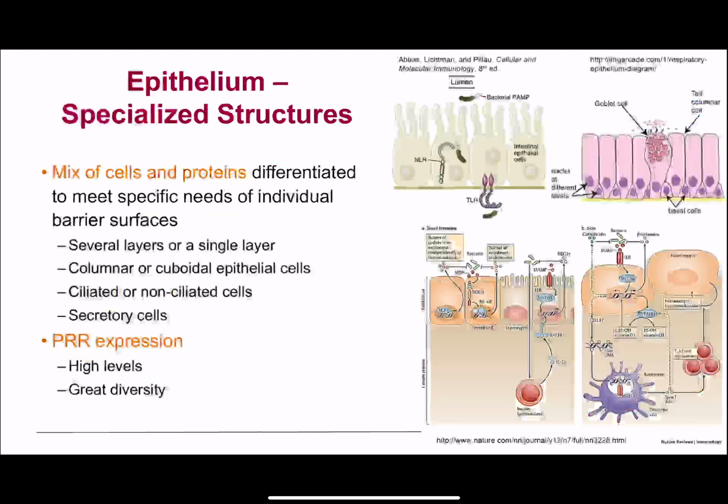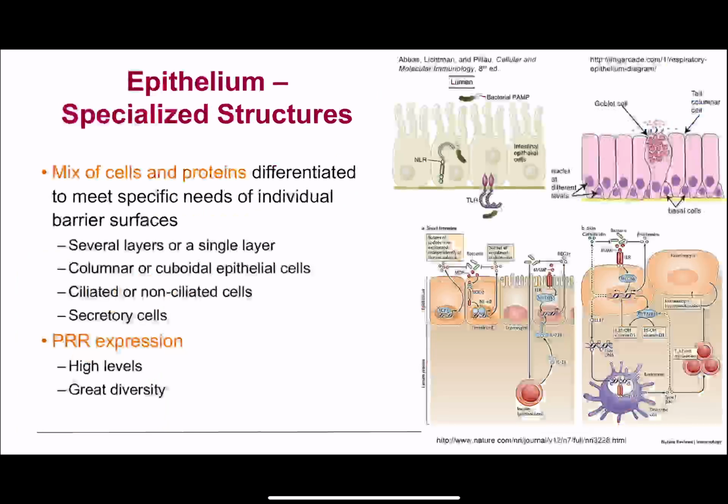Okay, and again, specialized structures, same thing as we talked about in some specifics last hour. You've got a mix of cells, you've got a mix of specialized secreted proteins that all function in a protective manner, okay? You've got either the single layer or several layers. We didn't really talk about columnar versus cuboidal.